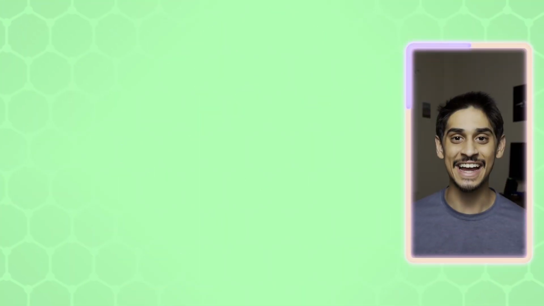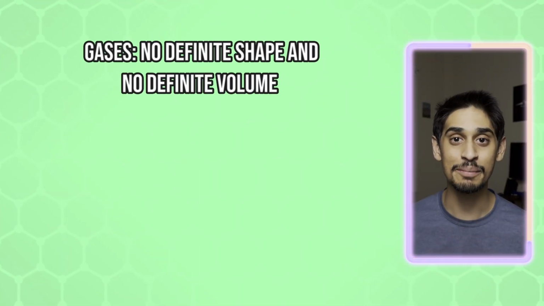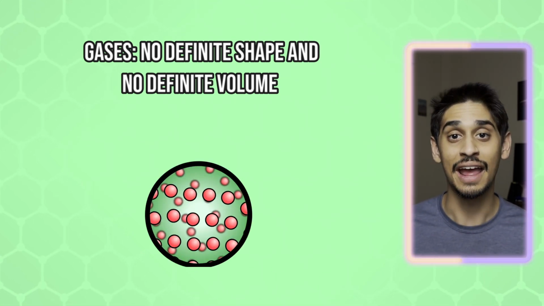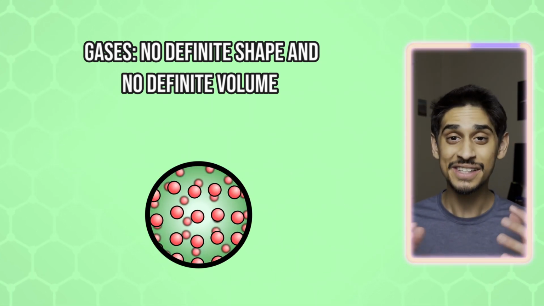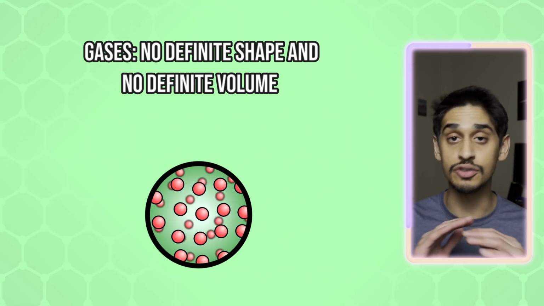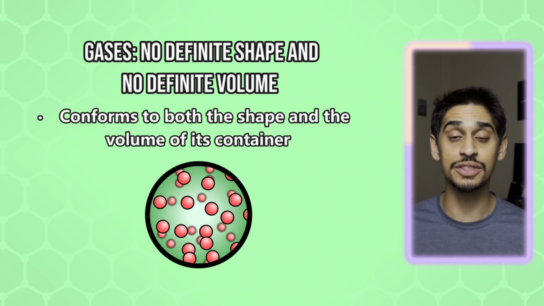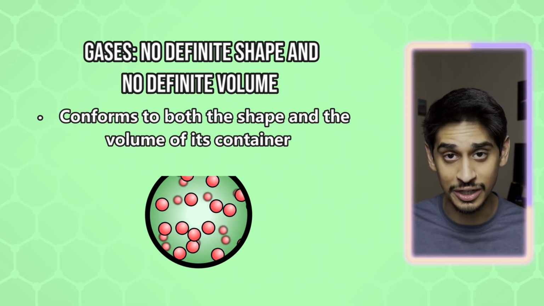The last are gases, and these have no definite shape and have no definite volume. While gas molecules will collide and there are some interactions there, they basically just fly around each other and don't stick together, and therefore they can conform to both the shape and the volume of whatever container the gas is in.